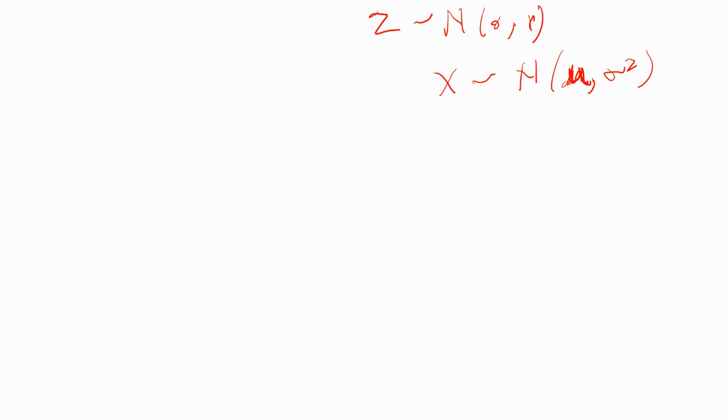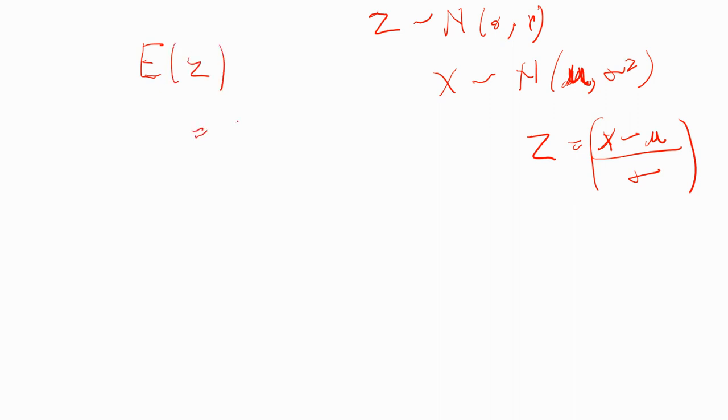Now mu is the mean of x. So what we do is take z as x minus mu upon sigma. Now what happens is that the expectation of z will be what? Expectation of x minus mu divided by sigma.